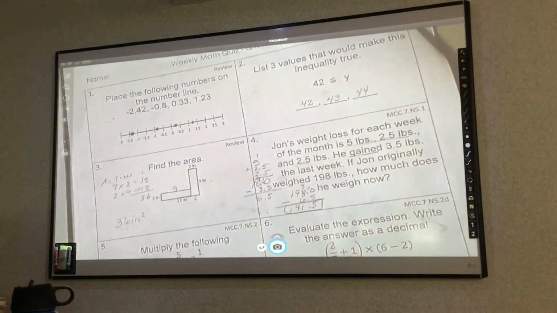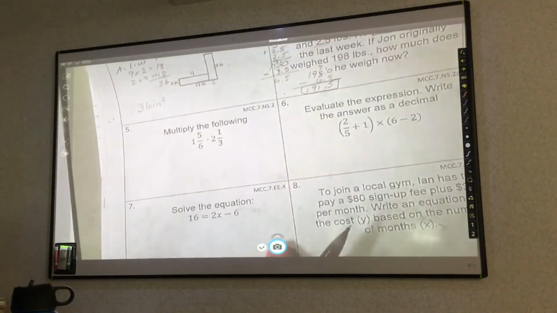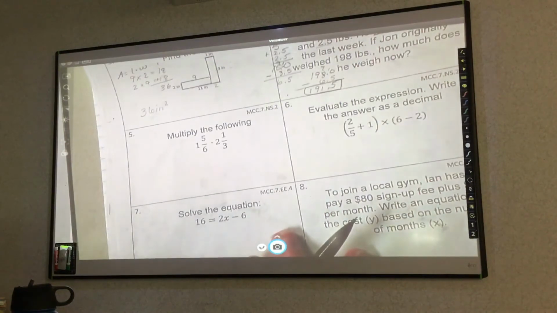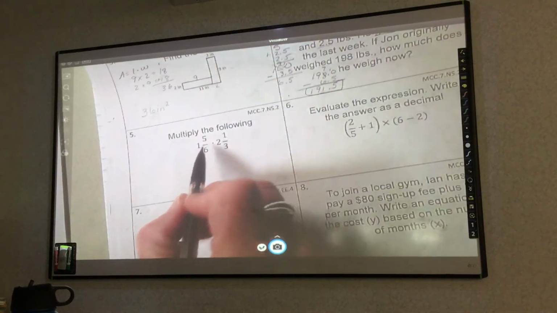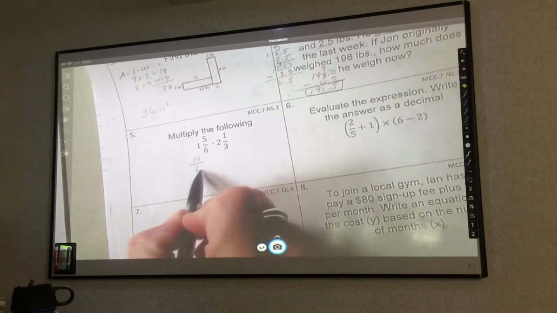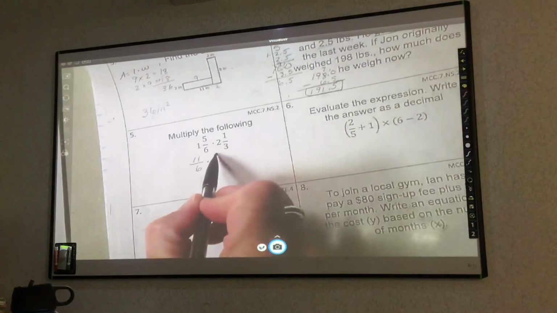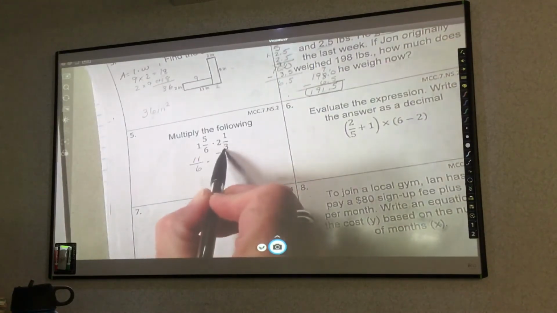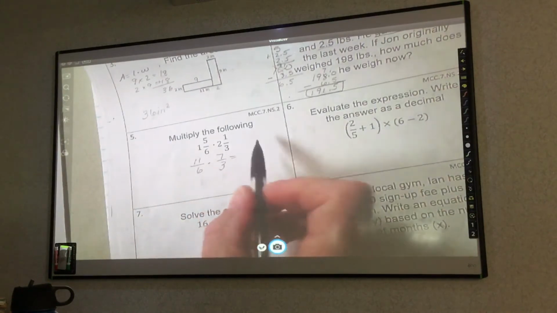To multiply the mixed numbers, what do we have to do first? Make them what? Make them improper fractions. So 1 and 5/6 really becomes 11/6. 2 and 1/3 becomes 7/3, because 2 times 3 is 6, 6 plus 1 is 7. Can I reduce anything? Nope.